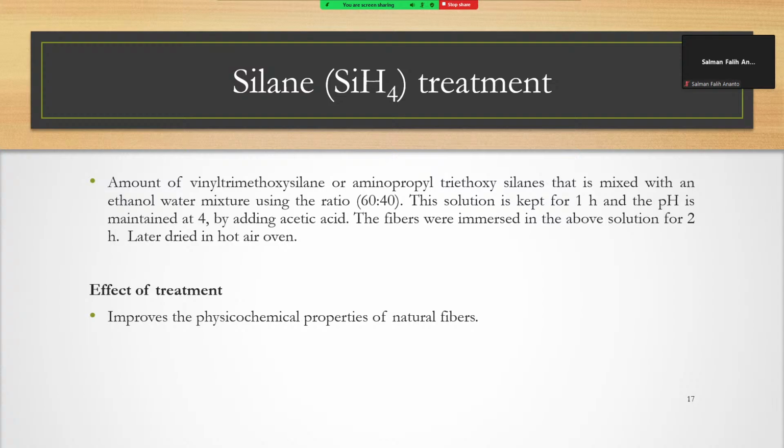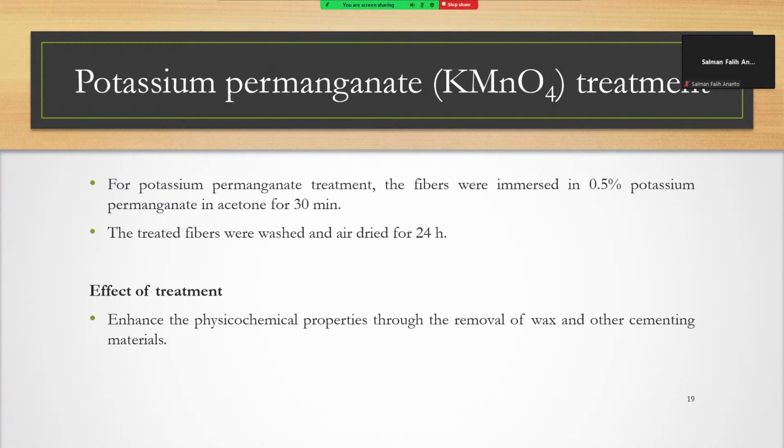The next is potassium permanganate treatment. In potassium permanganate treatment, the raw natural fibers are immersed in 0.5% potassium permanganate in acetone for 30 minutes. Same as before, the treated fibers are washed and dried for 24 hours. By this treatment, the chemical and physical properties of natural fibers are enhanced.